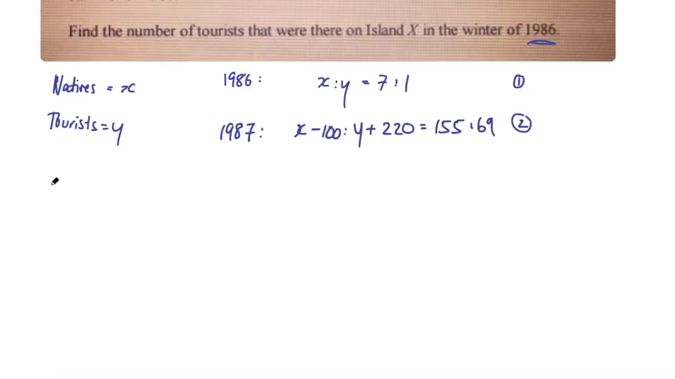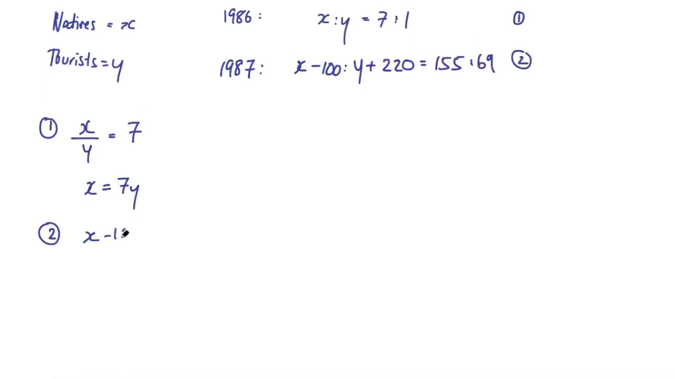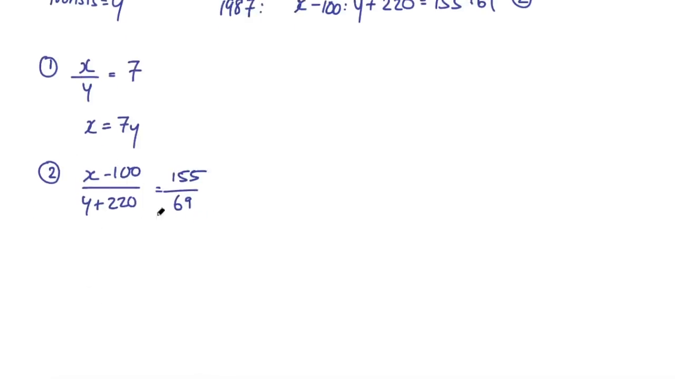Okay, so let's take the first ratio. We've got X to Y equals 7 over 1, which is just 7 basically. So then we can say that X equals 7Y. The second ratio, we can say that X minus 100 over Y plus 220 equals 155 on 69. And then cross multiply as we have been doing. So 69 times X minus 100 equals 155 times Y plus 220.